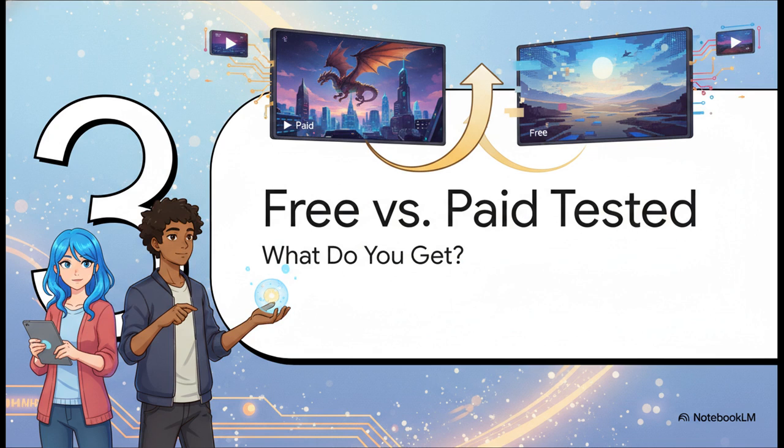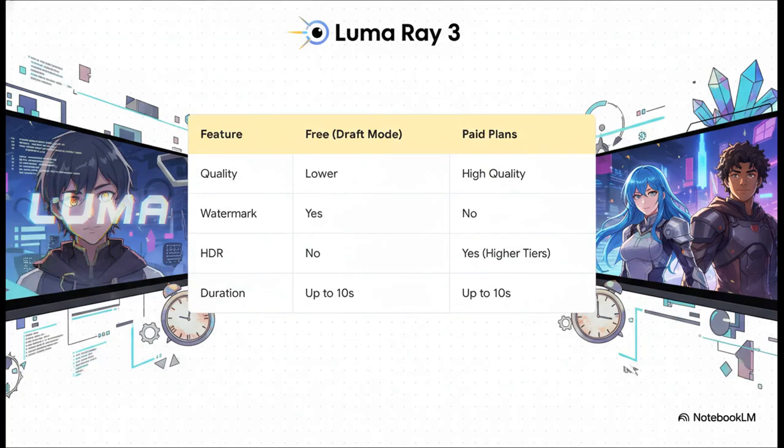Okay, let's break down exactly what you get for your money and what you don't. So here's the side-by-side. The free version is basically draft mode. The quality is a bit lower, you might see some weird artifacts, and it'll have a Luma watermark on it. With the paid plans, you get that super crisp, high-quality detail, no watermark, and you unlock the good stuff like HDR. Right now, both versions top out at 10-second clips.